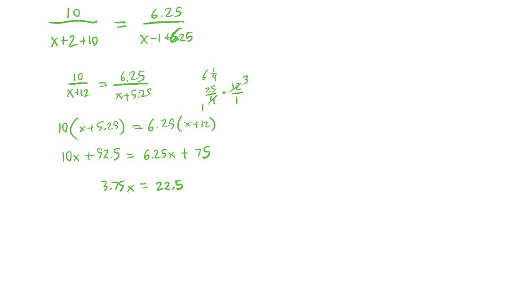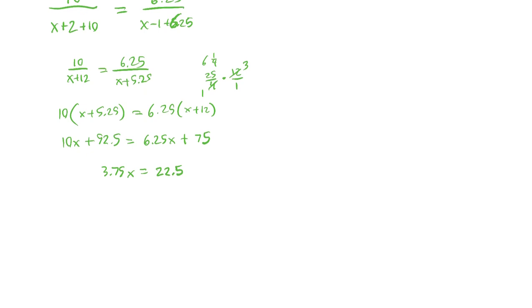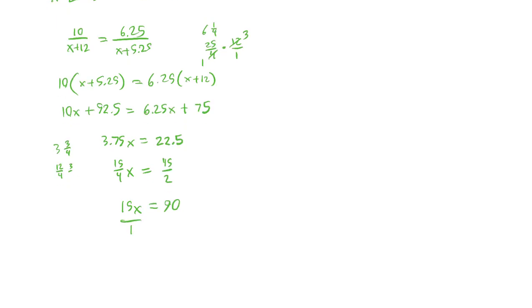22.5. Whoo-wee! I'm going to multiply both sides by 4, so I don't have to deal with this anymore. This was 3 3/4, so that's 12 quarters and 3/4, or 15 quarters x. And on the right, this was 45 halves. If I multiply both sides by 4, I get 15x equals 90. Oh, that's a lot nicer. Then we just divide both sides by 15, and we get x is 6. Okay, so x is 6.